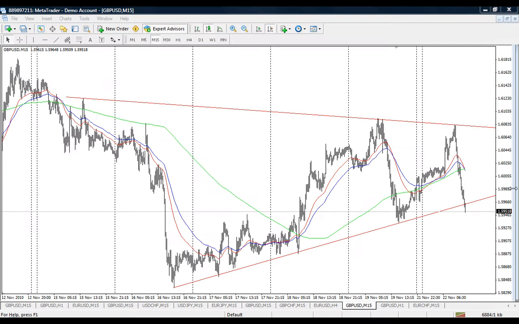Good afternoon. We're just going to have a quick look at a live trade that's going on at the moment. It's Monday the 22nd of November 2010. It's about 1:30. We've got a couple of lines drawn in on the GBP USD 15-minute chart. You can see the price has been locked now for about a week into this gradually contracting channel.